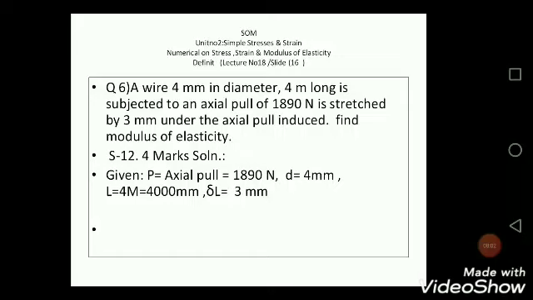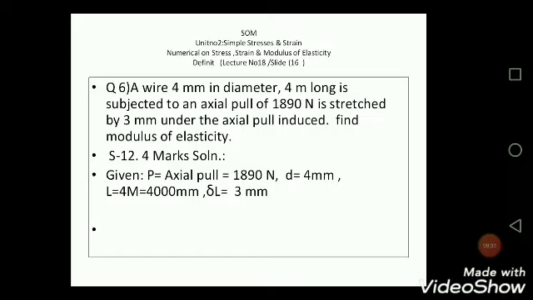Number 6. A wire 4 mm in diameter, 4 meter long, is subjected to an axial pull of 1890 newton, and is stretched by 3 mm under the axial pull induced. Find modulus of elasticity. You have to find E, capital E. P is given, d is given, length is given, delta L is given.